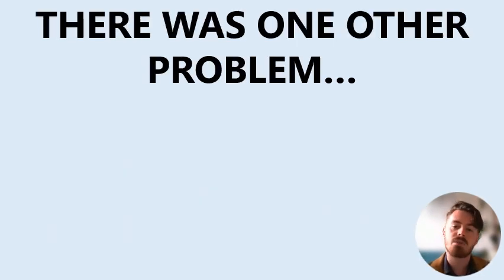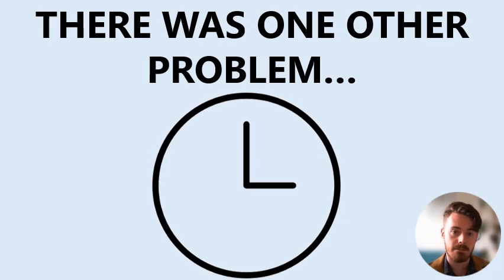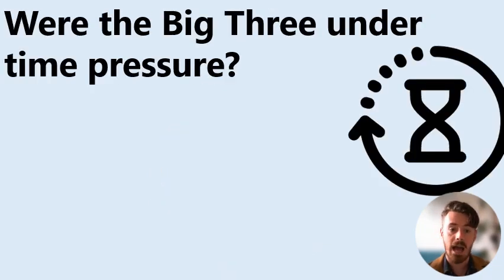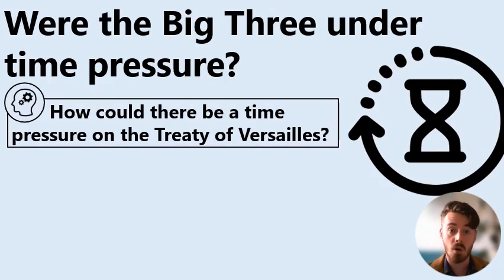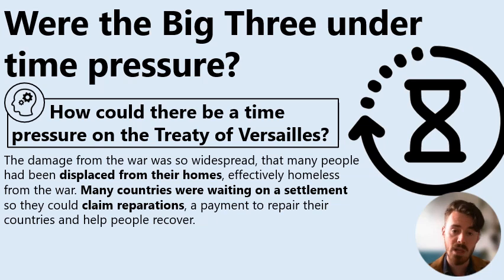As well as that, there is another problem. Time. See, the big three had time pressure. They were on a clock. They were being pushed to come to a solution really fast as well. Because I showed you all that destruction earlier. All of that destruction essentially meant that there were loads of people who were homeless now. There was loads of farmland that had not been growing food for years. Loads and loads of people who now didn't have jobs.